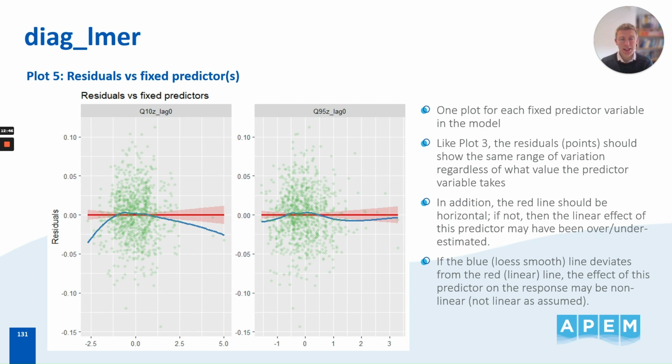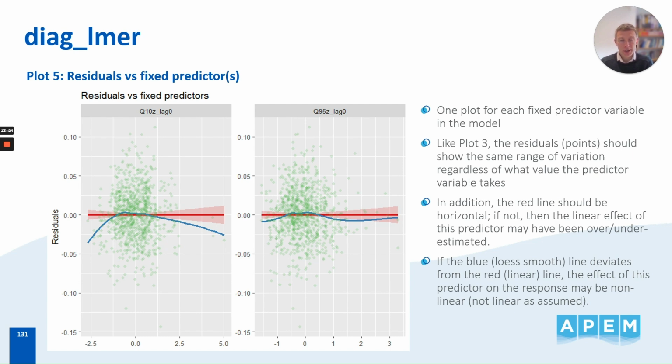If it's not, then it indicates that the linear effect described by the model may be an over or underestimate of the true effect. So if we see a diagonal red line, that's an indication that the strength of the effect of that predictor variable has been over or underestimated. The blue line is a smoothed line through the points. If this deviates from a horizontal line, then this indicates that the effect of the predictor on the response, as modelled, may not be linear, as assumed.